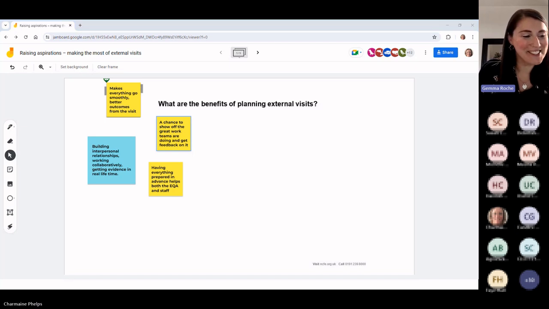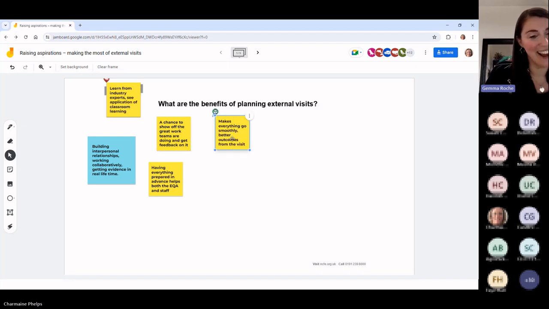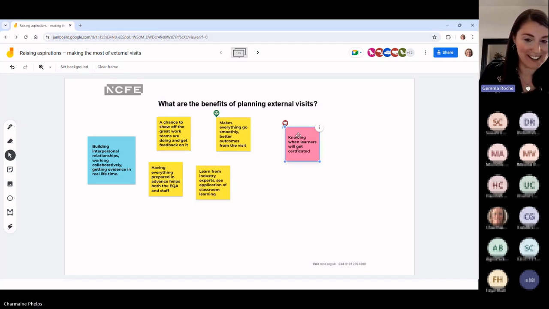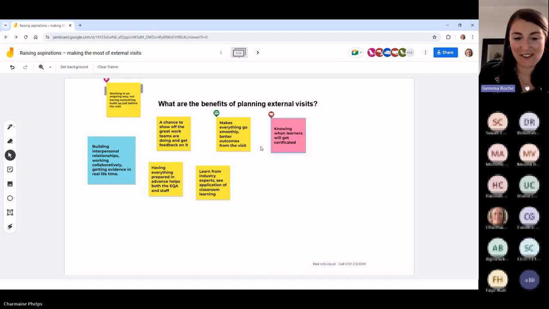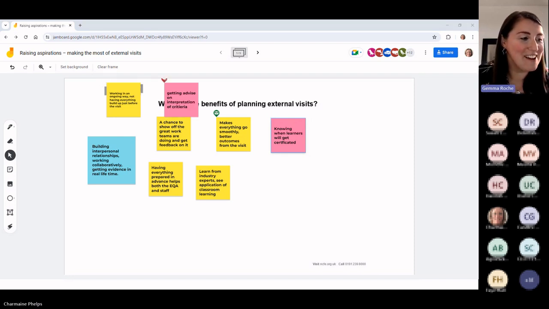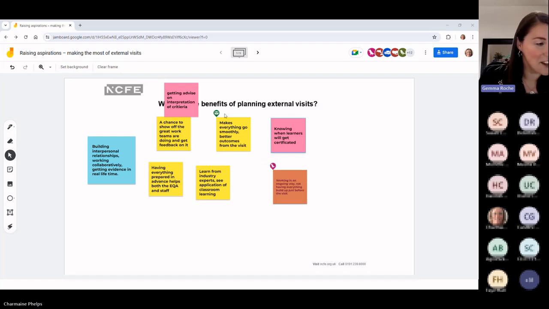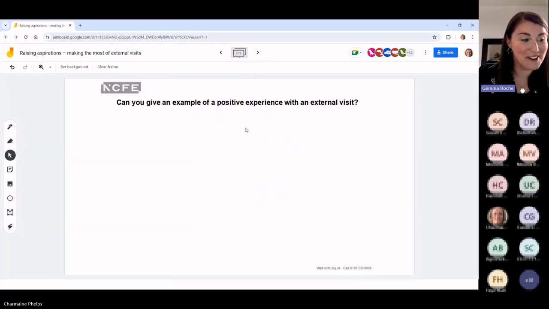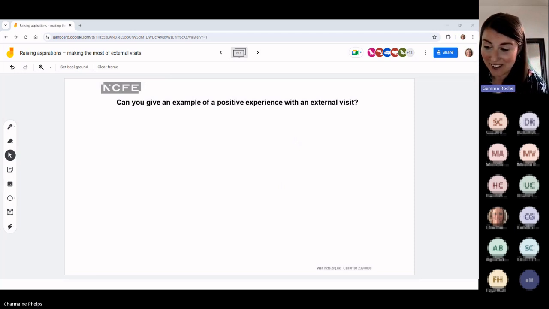Yeah. So there's the first 3 slides there. So there was the benefits of planning external visits. There's some really good ones coming up there. So building relationships, working collaboratively. The second one is a positive experience. And the third one are challenges. So we've got a few on there already, which I'm going to hope to address in this session. So we've already got risk assessments that we've got to fill in, the cost, massive issue, and also staffing.